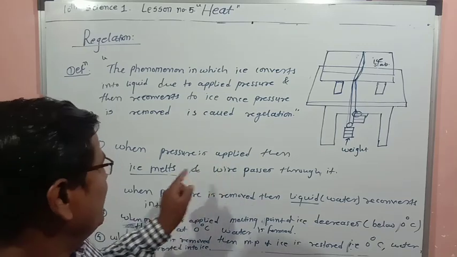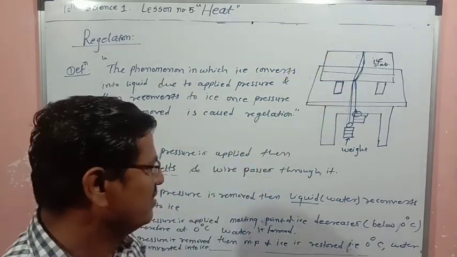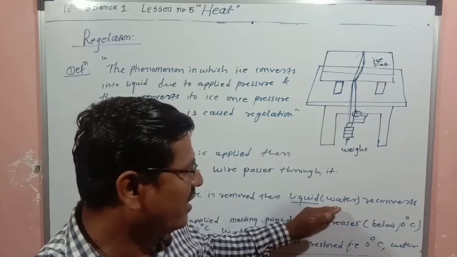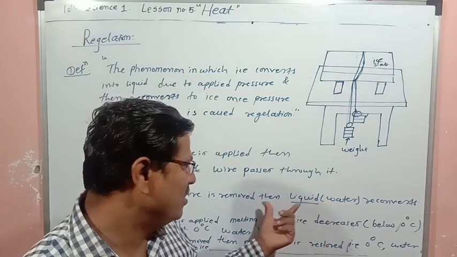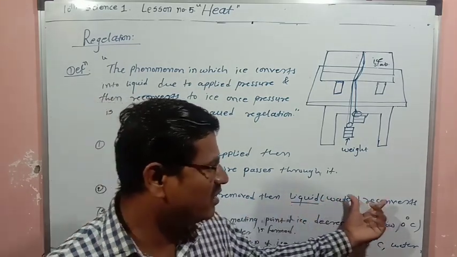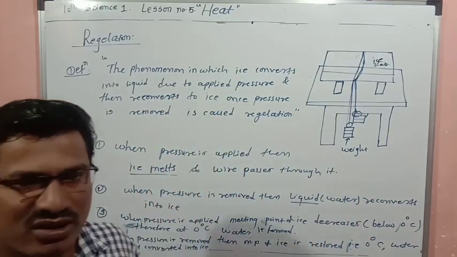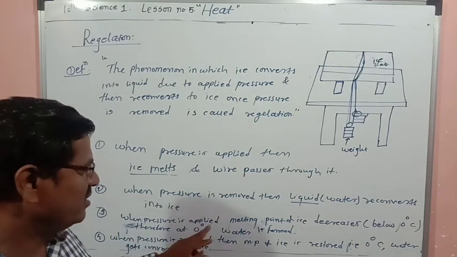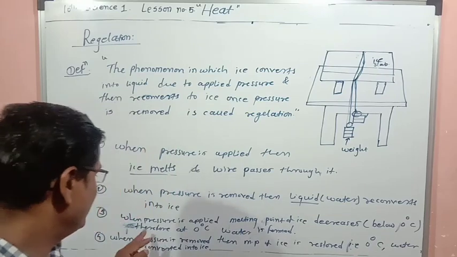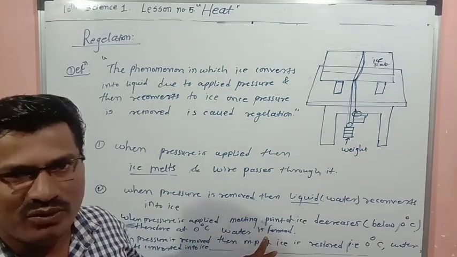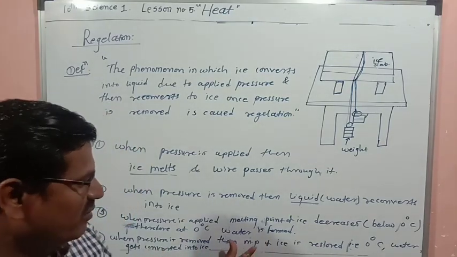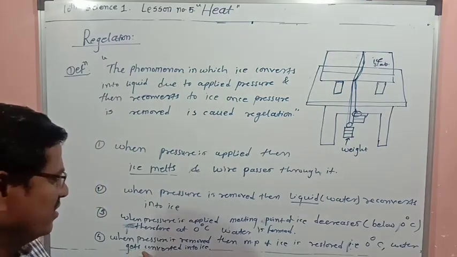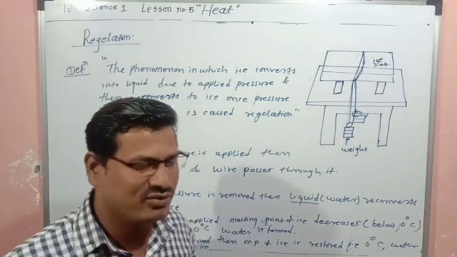So actually, when pressure is applied, the ice melts and the wire passes through it. When pressure is removed, the melted ice, the liquid water, again freezes and reconverts into ice. There are two reasons for this. When pressure is applied, the melting point of ice decreases below 0 degree Celsius, and therefore water is formed at 0 degree Celsius. When pressure is removed, the melting point of ice is restored to 0 degree Celsius, and then at 0 degree Celsius the water freezes and gets converted into ice.